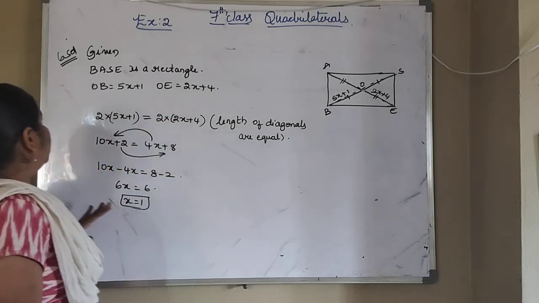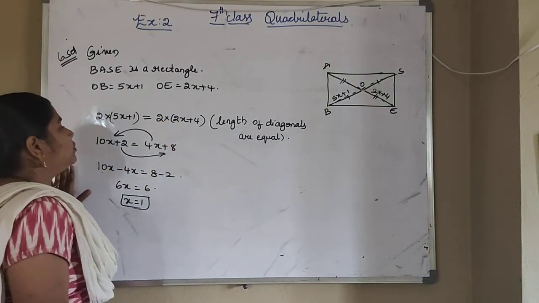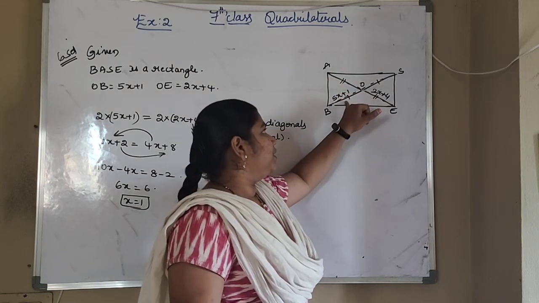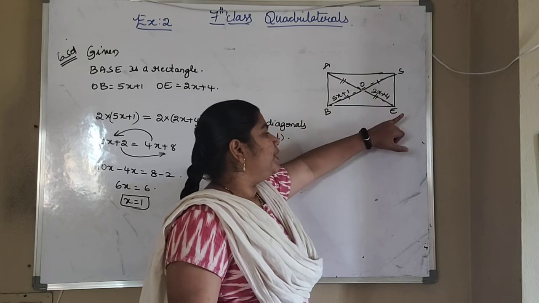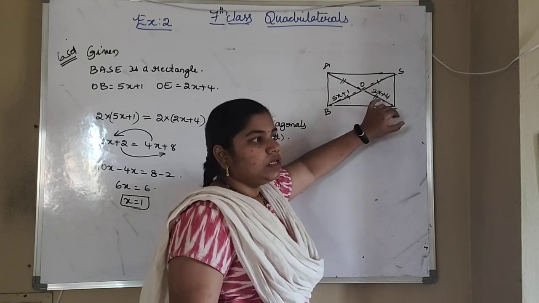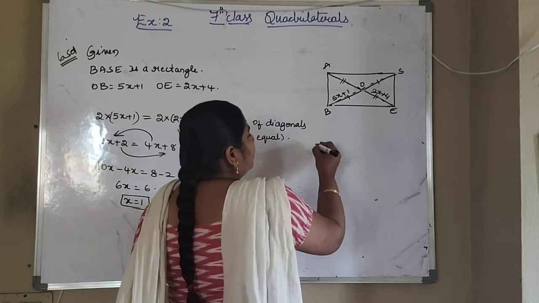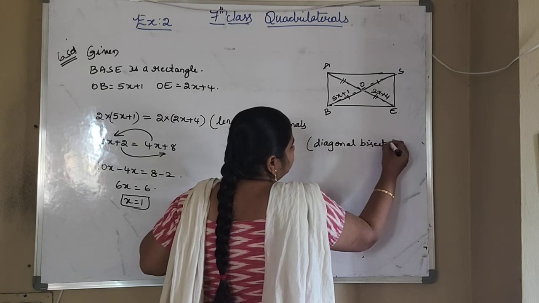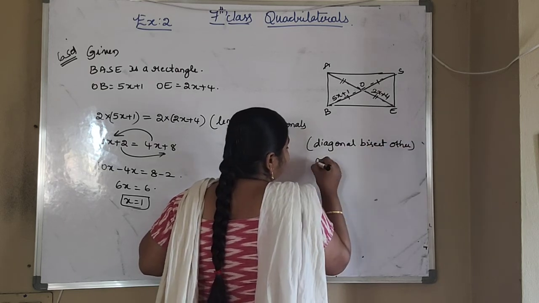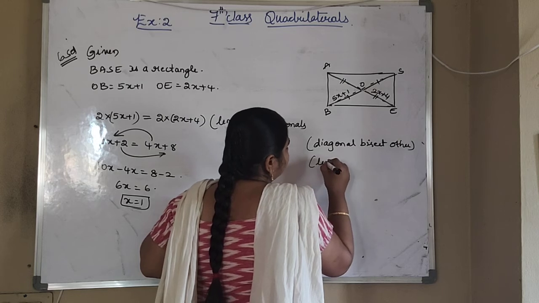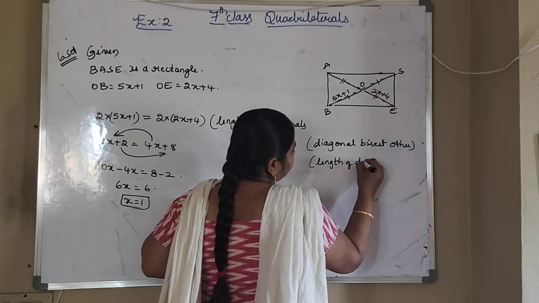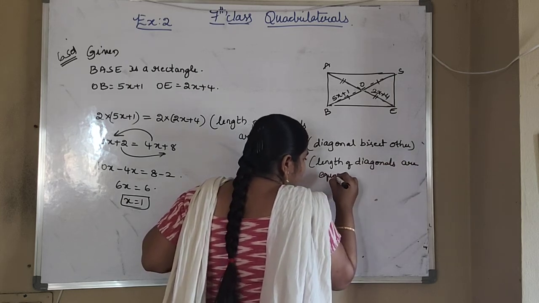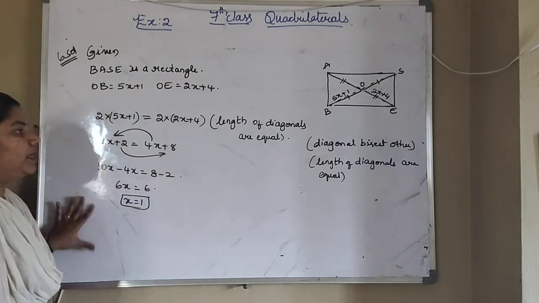So this is our sixth solution. Once again you see, this BASE is a rectangle and these two diagonals, the OB diagonal they have given as 5x plus 1 and the OE diagonal they have given as 2x plus 4. So by the properties of a rectangle, what are the properties of the diagonals? Diagonals bisect each other and the lengths of the diagonals will be equal. So by using these two properties I am finding the x value.